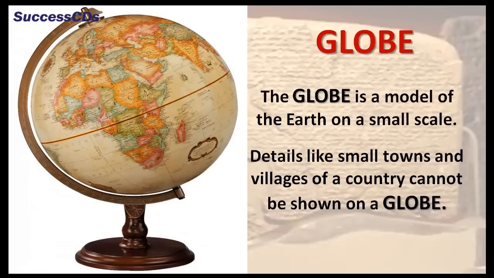We use a globe to represent the spherical Earth. In other words, the globe is a model of the Earth on a small scale. The shapes of the continents and the oceans are quite accurate on a globe. Their sizes are shown on a reduced scale, but the details like small towns and villages of a country cannot be shown on a globe.